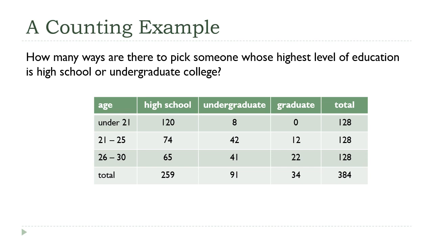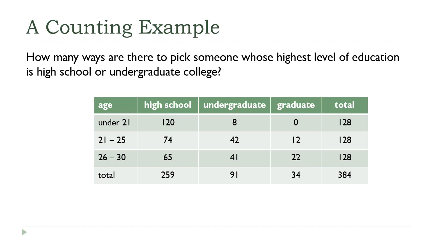We've got some survey results here. What these are showing is of a sample of 384 people, they were asked two questions. What's their age, and what's the highest level of education they've achieved? All right, and this table breaks down the results. You've got the education level in the columns and the ages in the rows.